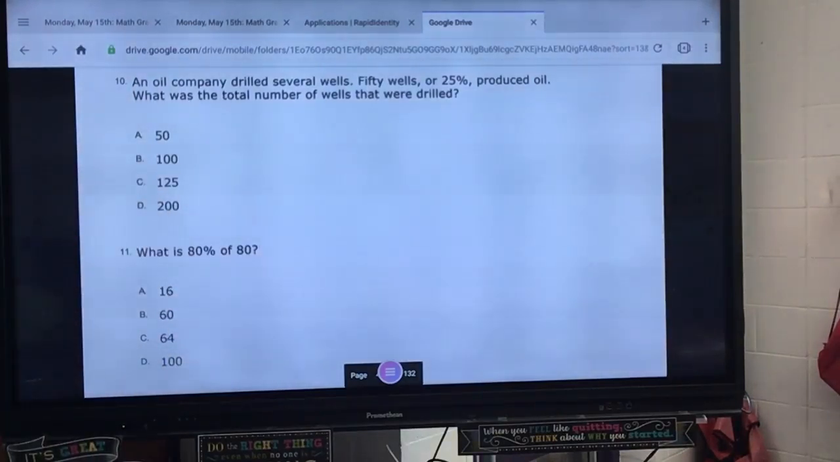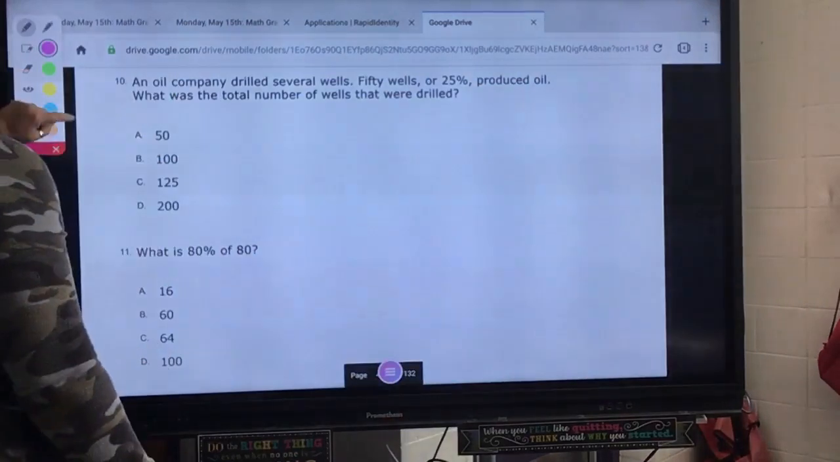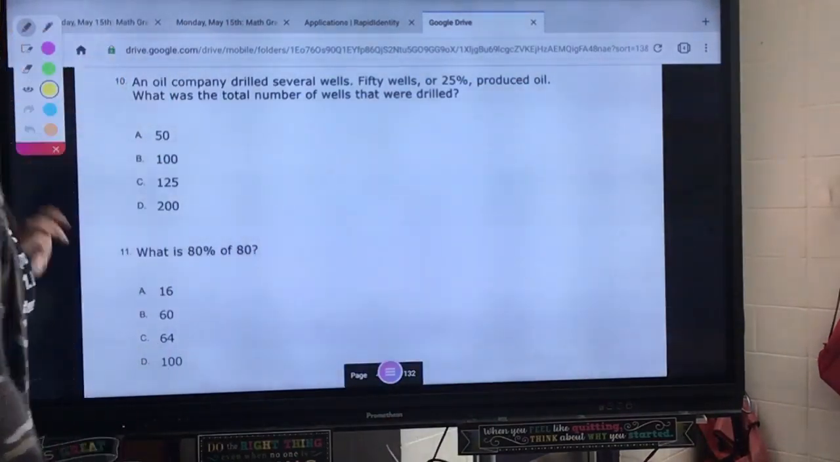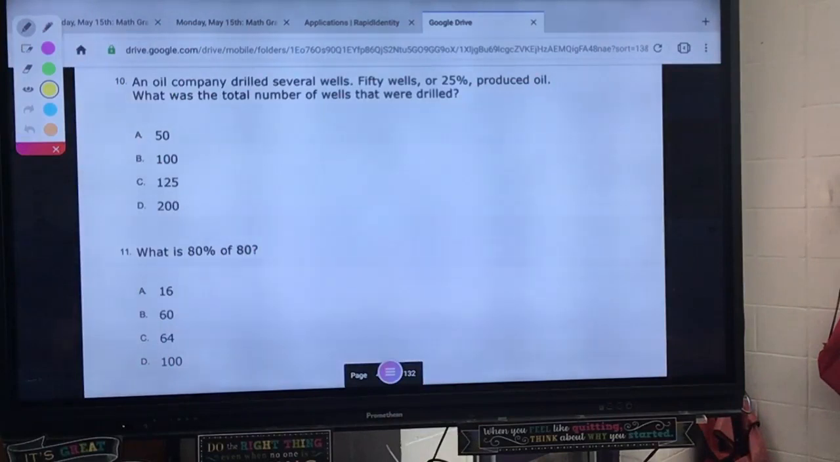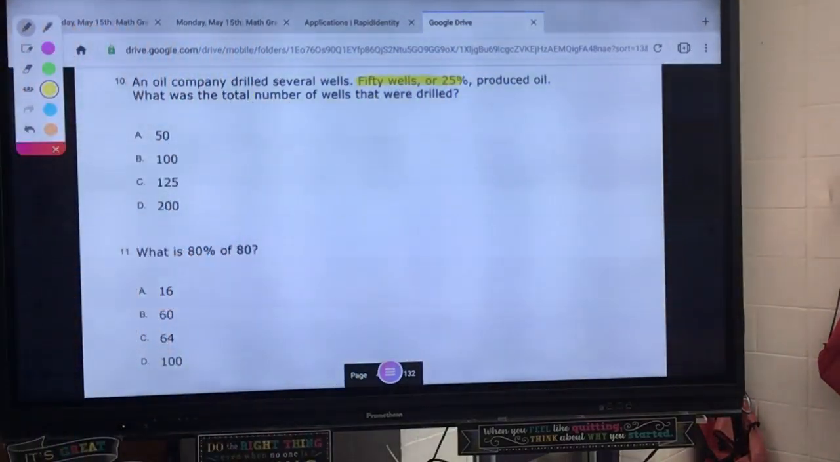Okay? Number 10, we are going to do together. So this is an oil company drilled several wells. 50 wells or 25% produced oil. What was the total number of wells that were drilled? All right, so what's important in this first sentence? Anything? In the first sentence? Nothing. What's important in the second sentence? Emma? 50 wells or 25%. And then the last sentence, what's important? Ada, what's important in that last sentence?